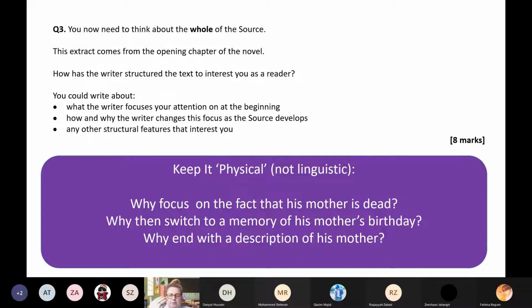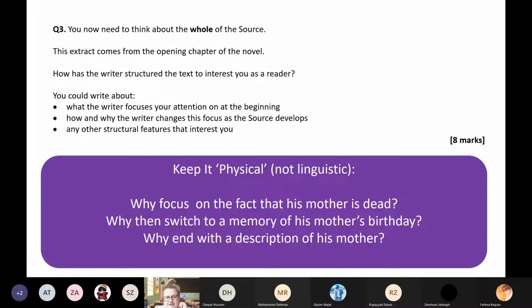So, for example, if we're looking at this extract that we've just read, then you might consider, why focus on the fact that at the beginning of the extract, the mother is dead? Why give us that information? What does it make us think, feel, or imagine? Why does it interest us in the extract that we're going to read?